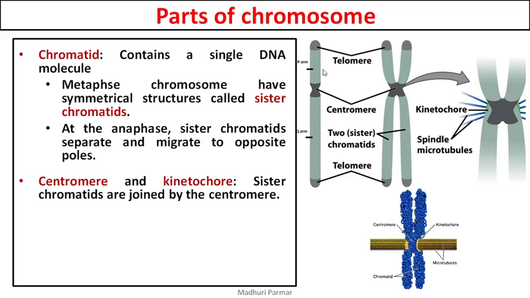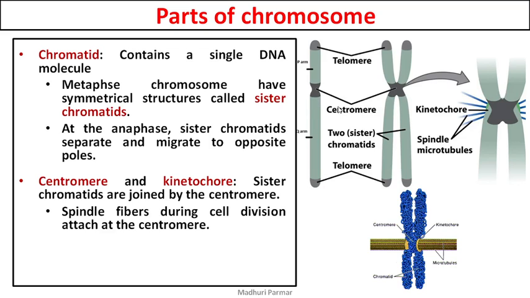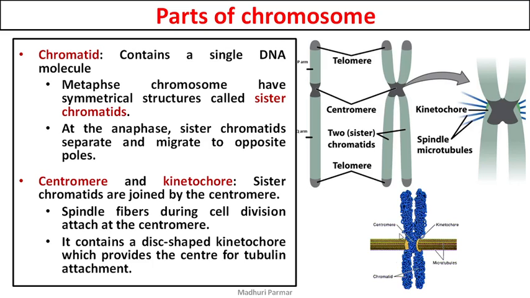The centromere is where the two sister chromatids are joined. Then the spindle fibers during cell division, that you see here, will attach at the centromere. Specifically, if somebody asks where in the centromere, there is a small disc-like region called the kinetochore. This kinetochore of the centromere is the place where the spindle fibers can attach. The kinetochore is present on both sides of a single chromosome.